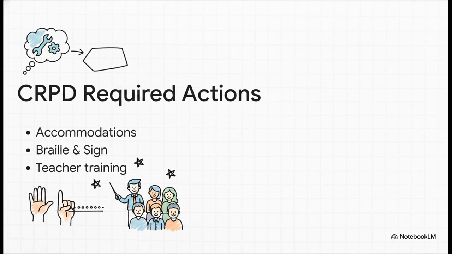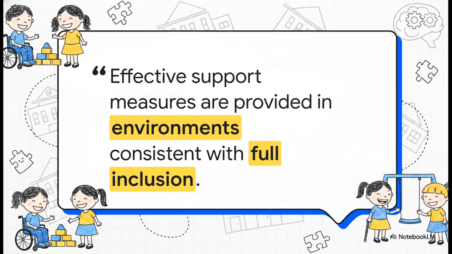There is no room for excuses here. It demands highly specific measures, facilitating Braille and alternative scripts, promoting sign language and the unique linguistic identity of the deaf community, employing specifically qualified teachers, and requiring rigorous disability awareness training for all educational staff. This isn't just about unlocking the school gates, it's about fundamentally overhauling what happens inside the building to ensure every student can actually learn.